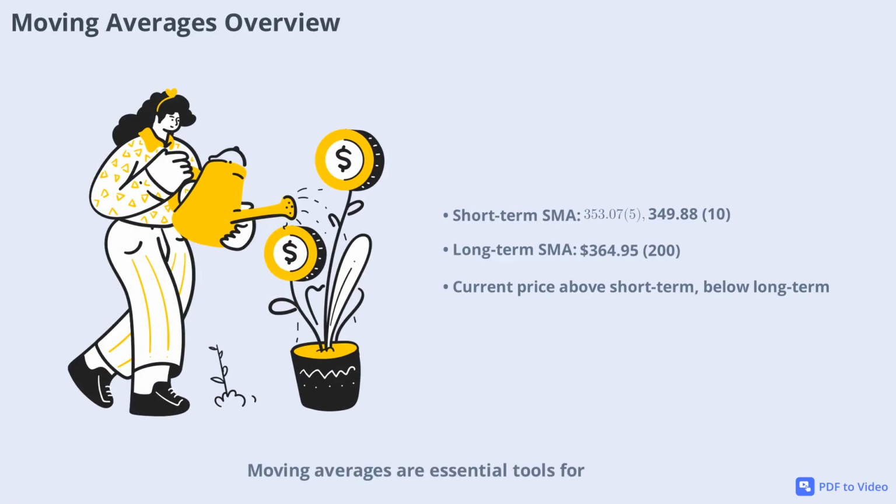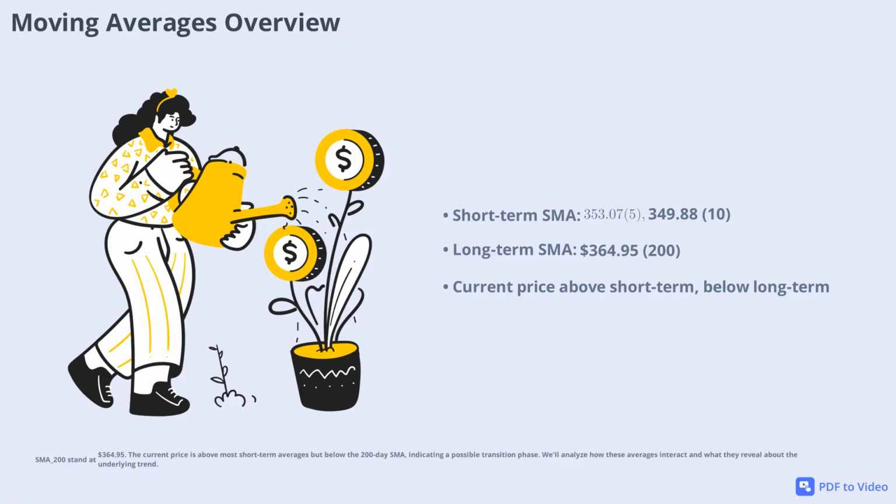future movements. Moving averages are essential tools for identifying trends and smoothing out price fluctuations. For ADBE, the short-term simple moving averages, SMA5 and SMA10, are at $353.07 and $349.88, respectively, while longer-term averages like SMA200 stand at $364.95. The current price is above most short-term averages, but below the 200-day SMA, indicating a possible transition phase. We'll analyze how these averages interact and what they reveal about the underlying trend.